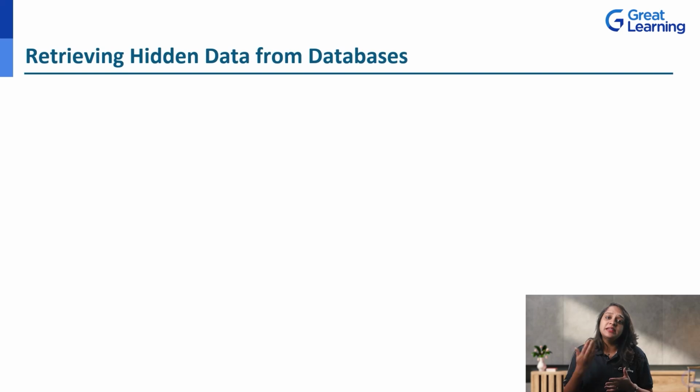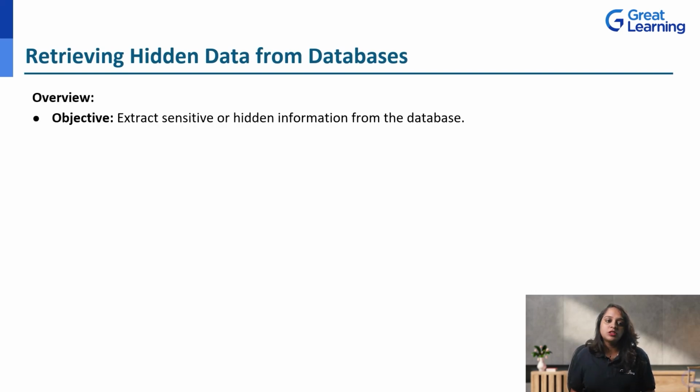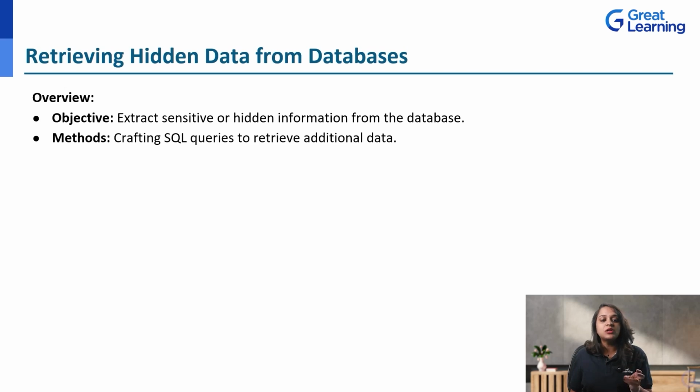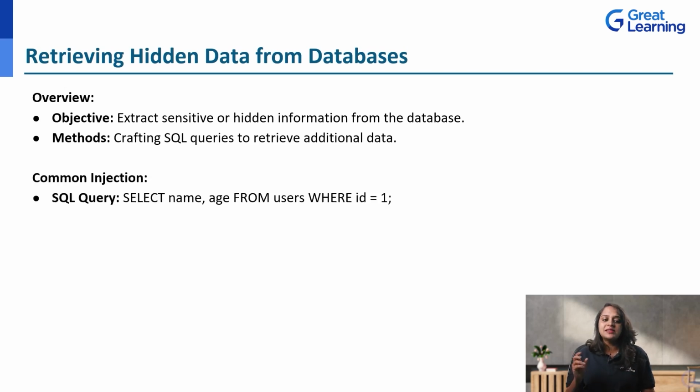Retrieving hidden data from databases. Data that is hidden in your databases also can be accessed. So what is the overview here? The main objective is to extract the hidden data, the sensitive data, or the confidential information stored in your database. Here the method used is crafting SQL queries to retrieve additional data. The common correct SQL query is select name, age from users where ID is equal to 1.